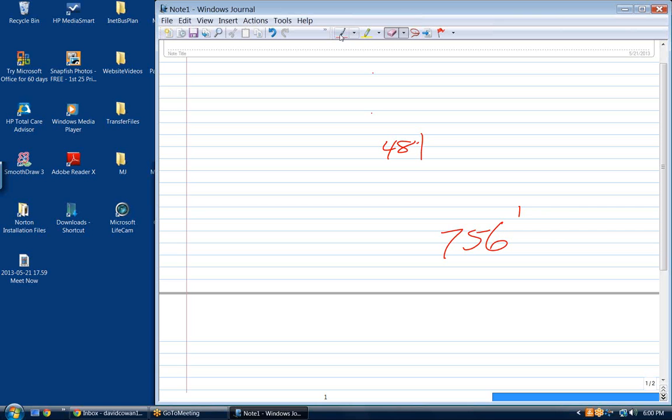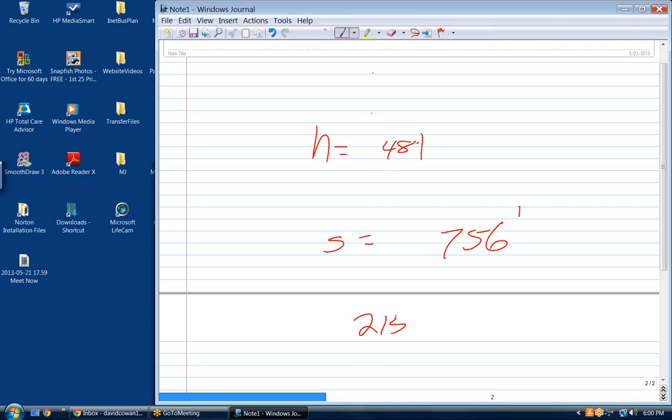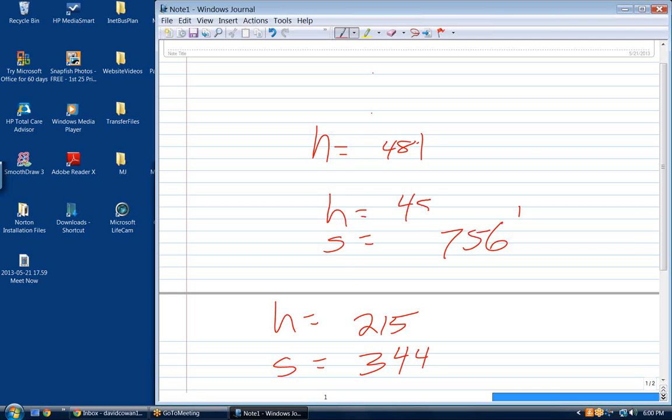It says at its completion, this pyramid had a height of 215 feet and a square base of 344 by 344 feet. Okay. And what do they want us to find on both of these? They want us to find the volume of each pyramid, and compare the two. All right. Let's look at the first one. I'm going to try to draw a reasonable picture of it.